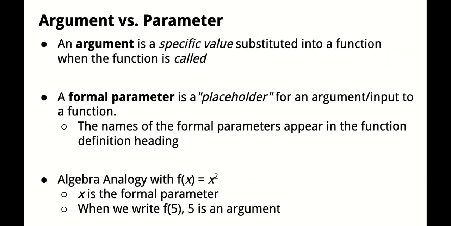An analogy from an algebra class would be, consider f of x equals x squared, a mathematical function. x would be the formal parameter. That's just a placeholder for what you want to plug into that function. Whereas, say you wrote f of 5. 5 is a specific input, or an argument. So that's the distinction. An argument is a specific value or input, and a formal parameter is the broad placeholder in the actual function definition.